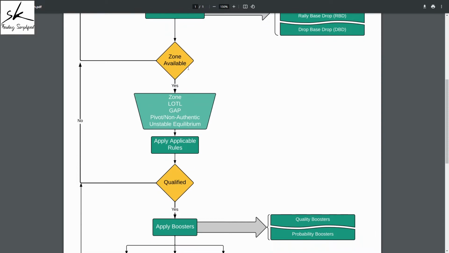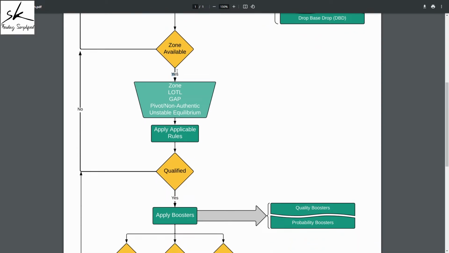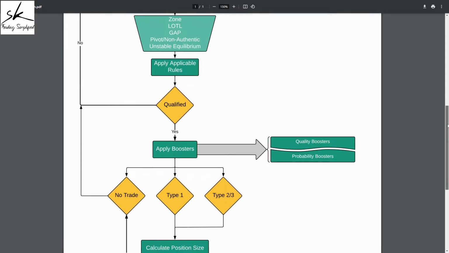Now, once I have identified the zone, is the zone available? The answer is yes, we do have a zone available. And this is where demand supply traders initially make the biggest mistake. And that biggest mistake is they find any demand area and blindly start buying on it. They find any supply area and blindly start selling on it, which is incorrect.